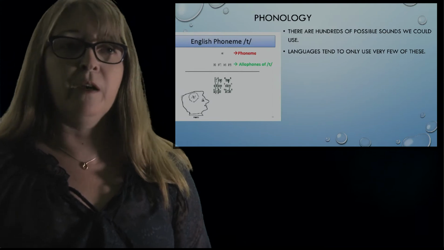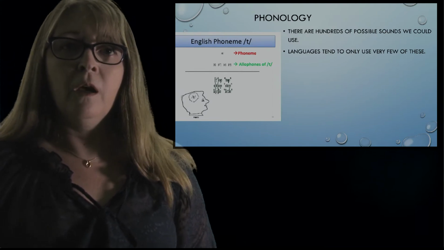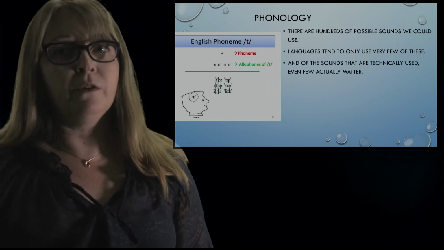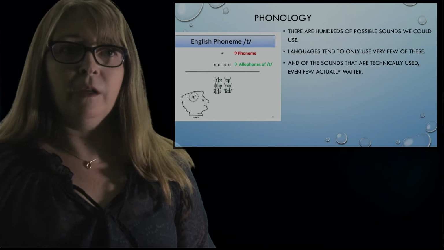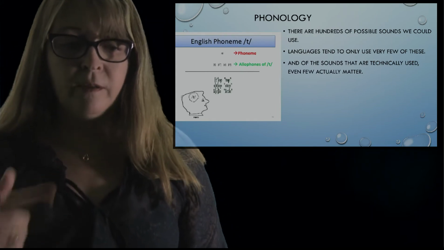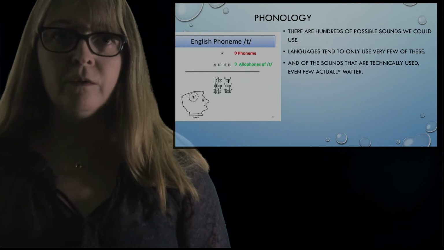There are hundreds of possible sounds we could use. Most languages only use very few. But there is a system, and they use the same sounds over and over again, right?